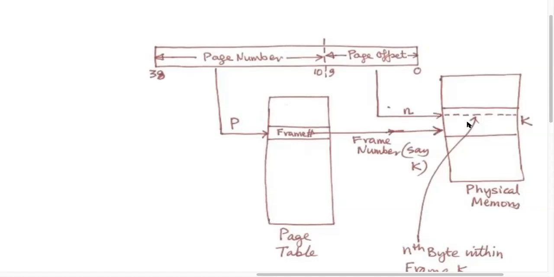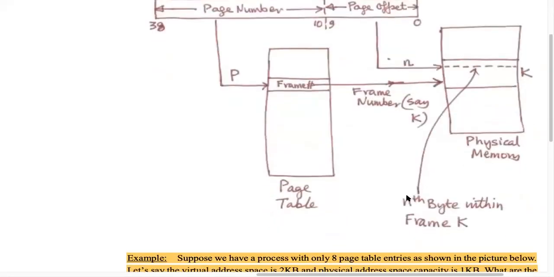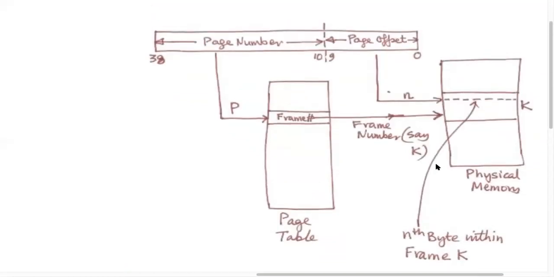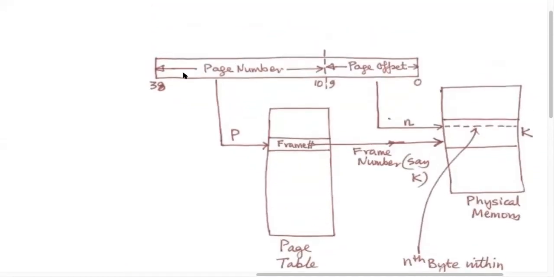So we go to that page frame on the physical memory, and then within that page frame we go to the page offset, because these 10 bits of page offset locate one byte within any given page frame. Once you have identified which page frame to look into, you go to the page offset, let's call it N, and take that Nth byte in that frame. That is where your virtual memory address is mapped to: the Nth byte within frame K. Does that make sense? So this is your virtual address.